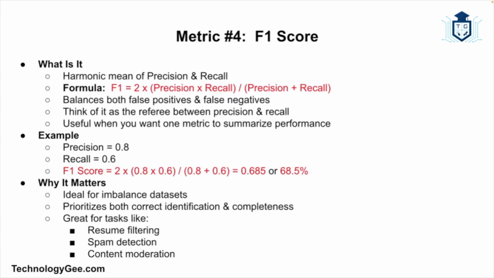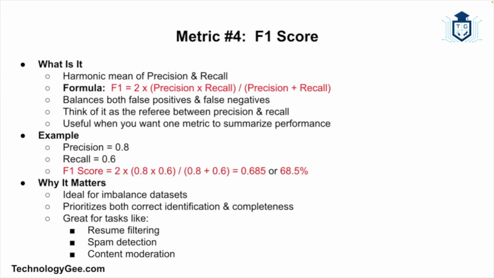And then we have our fourth metric, which is called the F1 score. This is the harmonic mean of precision and recall. It balances the two, especially when you want a single number to judge overall performance. On your screen, you can see the formula. Basically, you could think of this as a referee between precision and recall. Here's an example. Let's say your model has a precision of 0.08, and then you have a recall of 0.06. Then once you do the calculations, your F1 score comes out to be 68.5%.